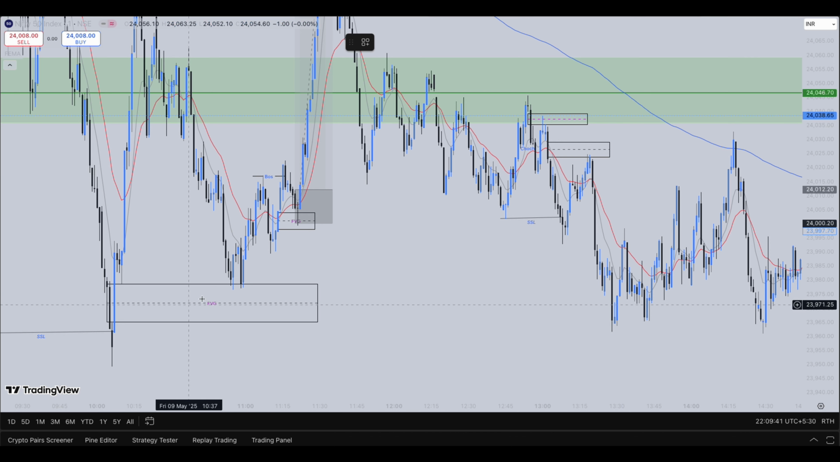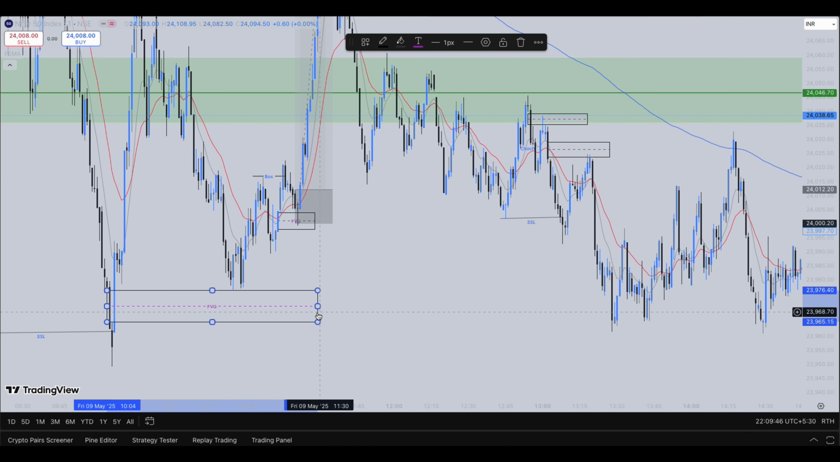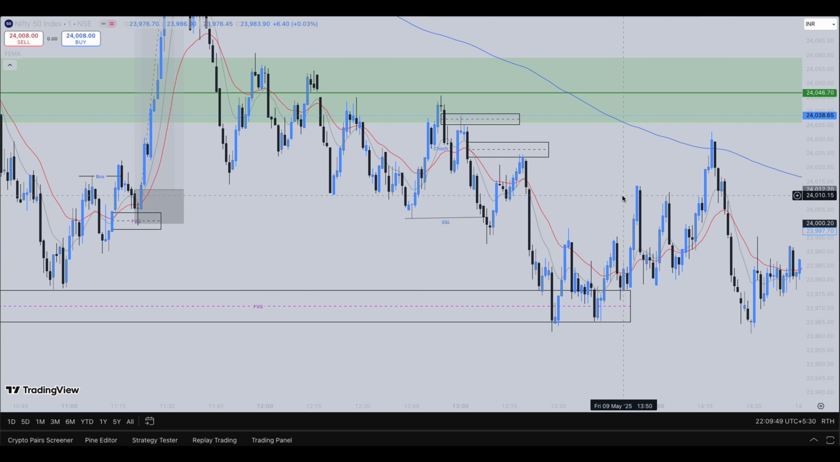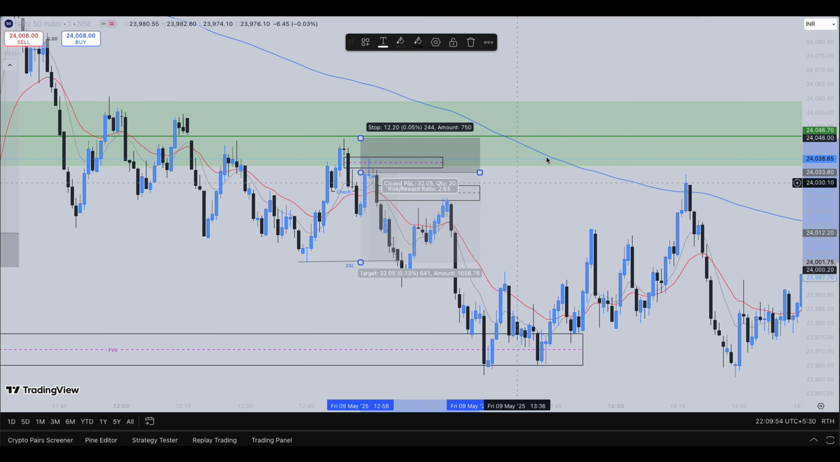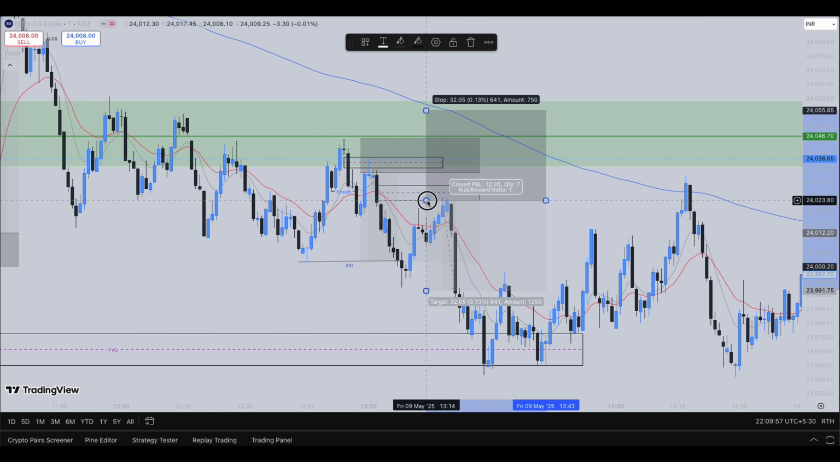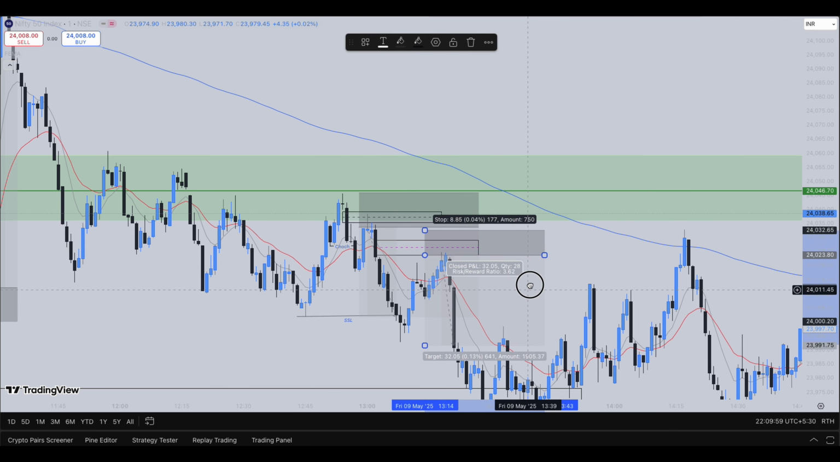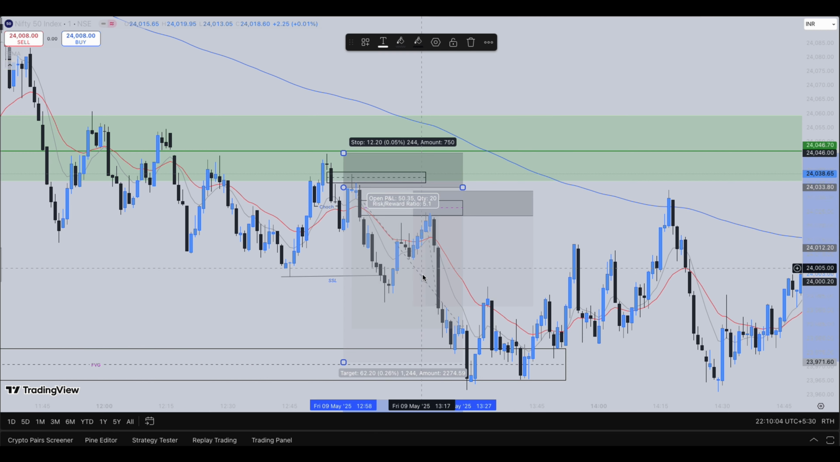So again, the market mitigated this internal liquidity, and again the market went all the way to this external liquidity, or there is a fair value gap over here which has not yet been mitigated. So you can see the market coming all the way. So either you could have taken a short position here, keeping your stop loss just above this candle, or another short position somewhere along here, keeping your stop loss just above that candle, and targeting all the way towards the downside.